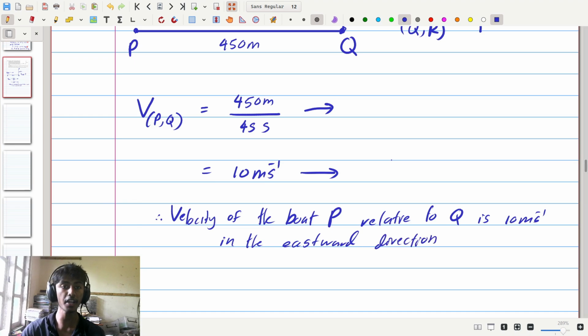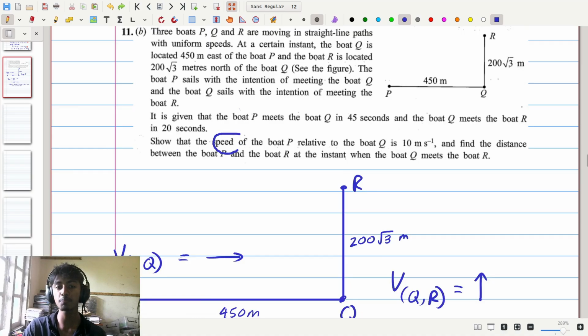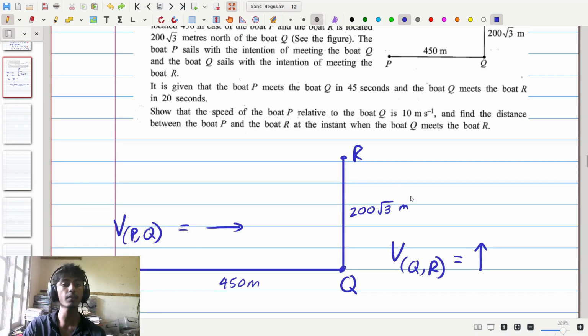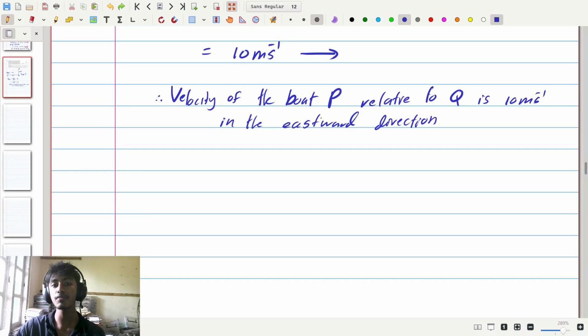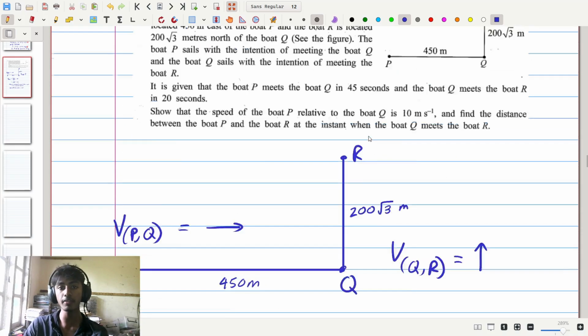Now the first thing they actually asked us was to show that the speed of the boat P relative to the boat Q is 10 meters per second. In this case, we found the velocity, but what they wanted was the speed, and therefore all you have to do is to drop the direction and just say the magnitude of the speed of the boat P relative to the boat Q. So we can conclude that here, if the velocity is 10 meters per second eastward, then the speed of P relative to Q is 10 meters per second. And with that, we are already done with the first part of the question.